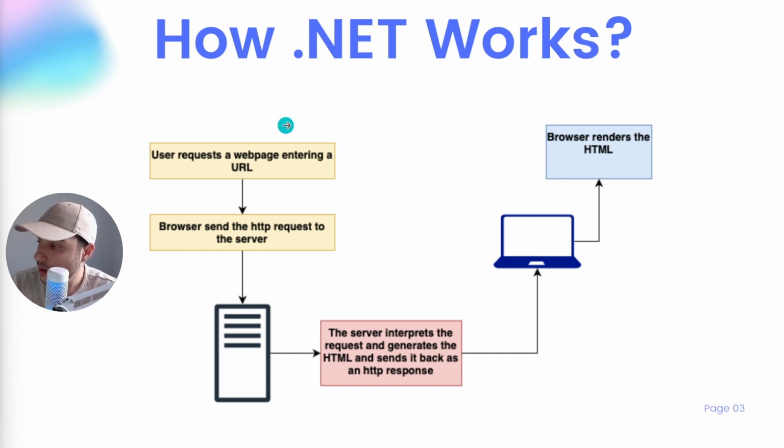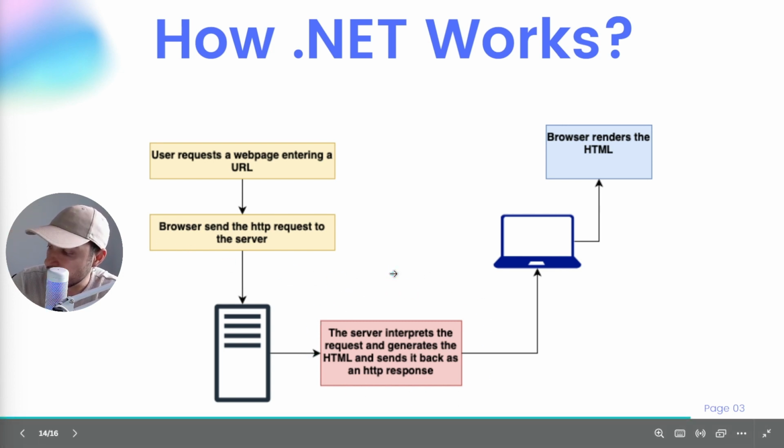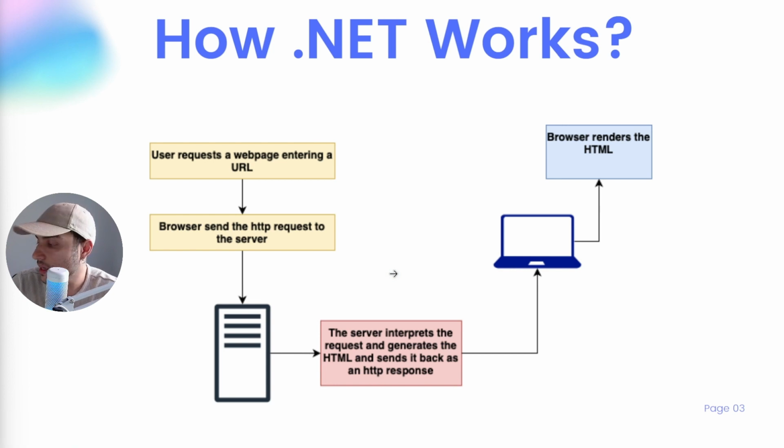All right, so once the user requests a web page by entering a URL, the browser sends the HTTP request to the server. It is going to look at the URL, so it is going to know that the request is specifically for a shopping cart inside of the Amazon server, and then the server interprets the request and generates the HTML and sends it back as an HTTP response.